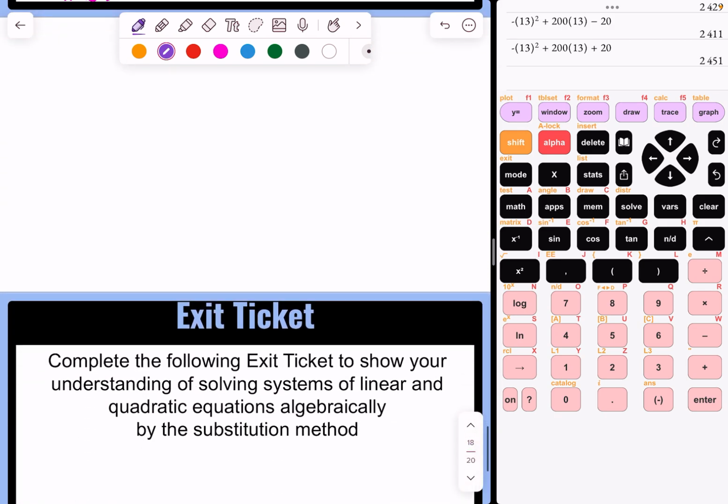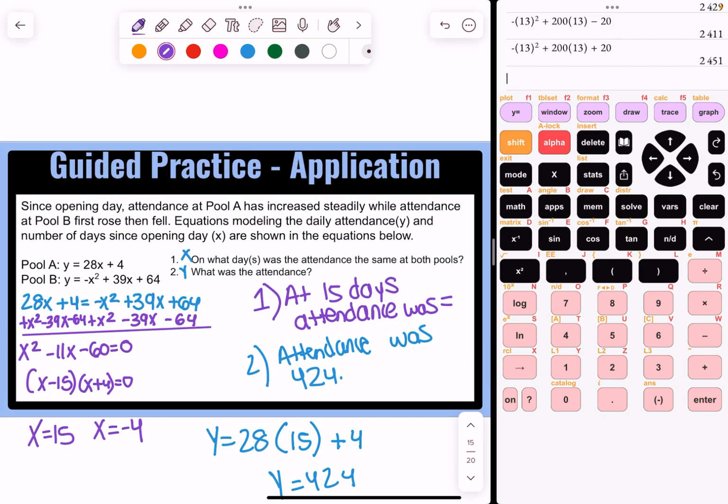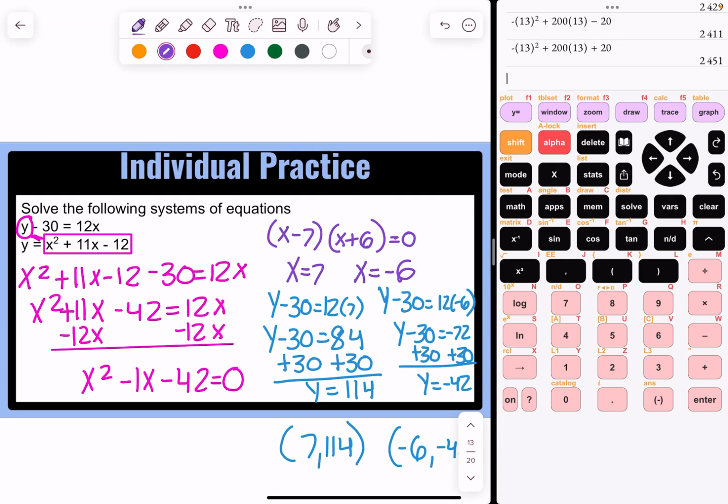Good job. All right, that wraps up our application word problems. And remember, today we learned how to solve systems of equations when they're linear and quadratic using the substitution method.